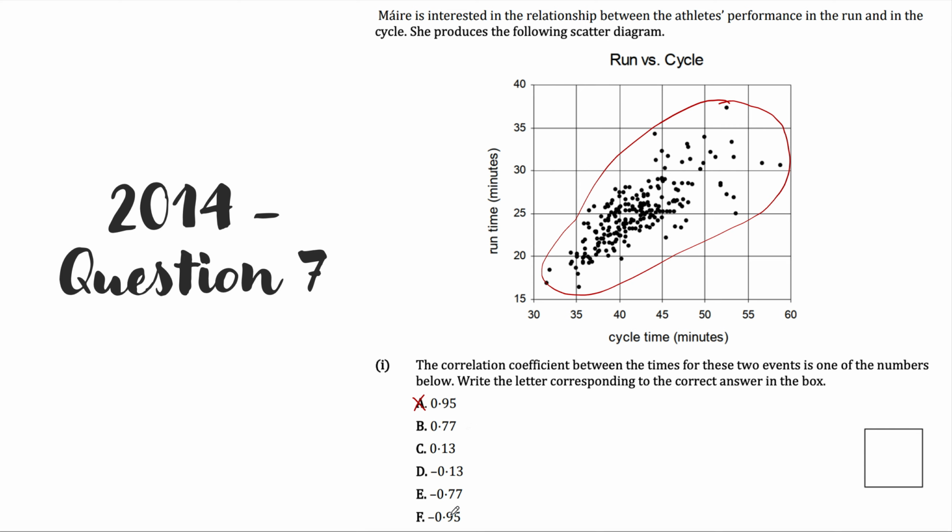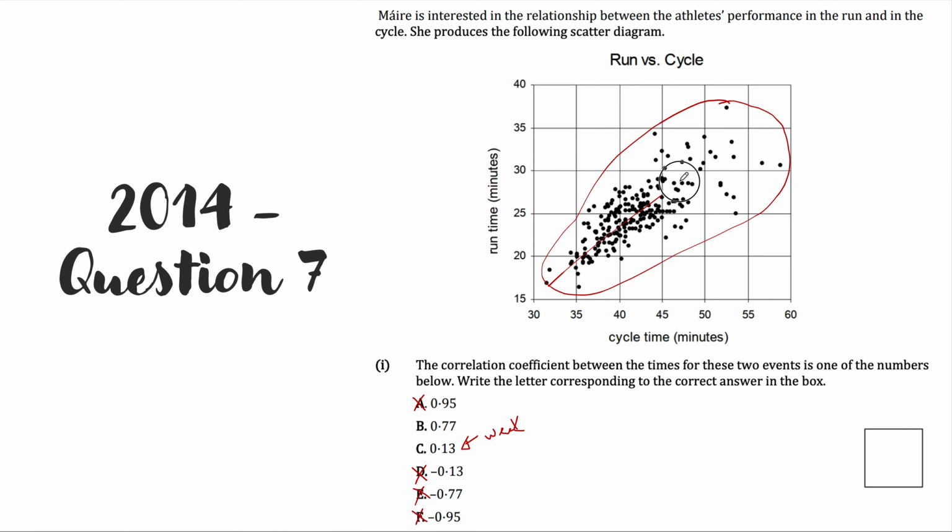What I'm definitely not looking at is the negatives, because again, as I read from left to right, we're increasing. So as the cycle times increase, so does the run time. So I don't have D, E, or F in the running. Looking at B and C, this would be a very weak correlation. So I would be expecting the data to be much more spread out. I would be expecting more of a circular pattern. I would be expecting this to be much more spread out, a bit more all over the place.